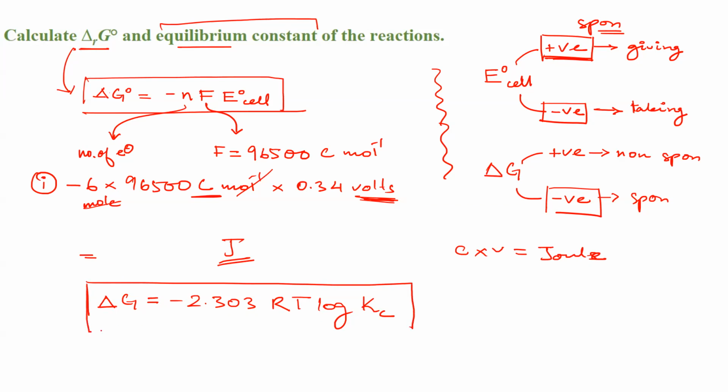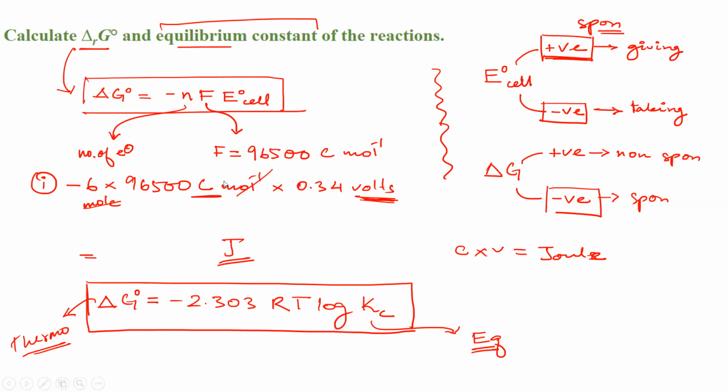Now nothing of this equation is from electrochemistry. Delta G0 is from thermo of class 11th. Equilibrium constant is from the chapter equilibrium from class 11th. But you are getting this delta G0 from electrochemistry. That is minus nF E naught cell. Now can you see the link between everything.